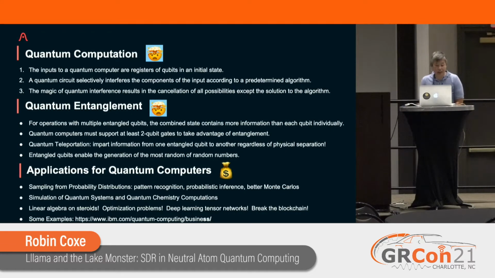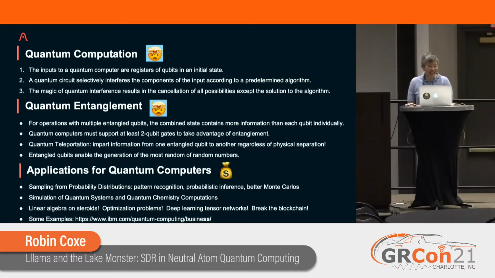So what fundamentally are we doing with a quantum computer? The inputs to a quantum computer are registers of qubits in an initial state, and the circuits are effectively interfering the components of the input according to a predetermined quantum algorithm that's programmed into the computer. And the magic of quantum interference results in the cancellation of all these probabilities except for the correct solution. I say these words, and the more you think about it, the more your mind is blown. But the quantum mechanics actually makes much more sense mathematically than when you try and say it in words.